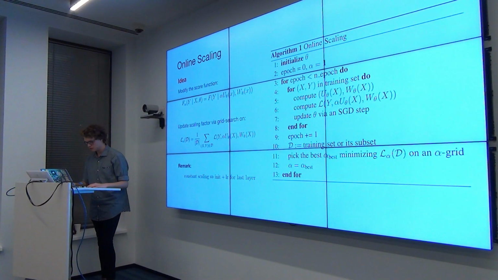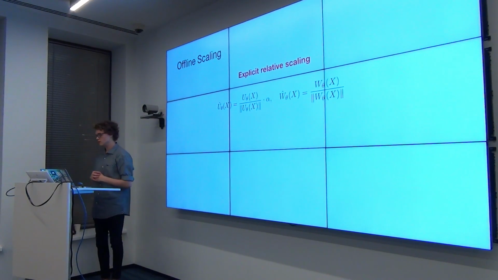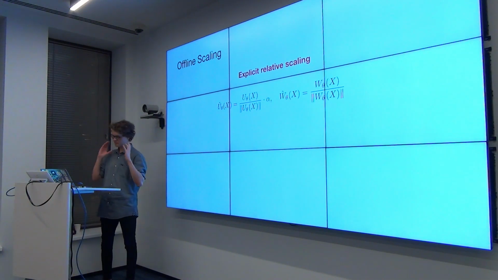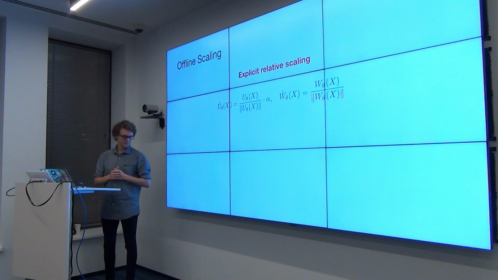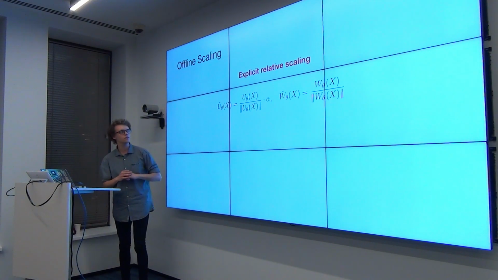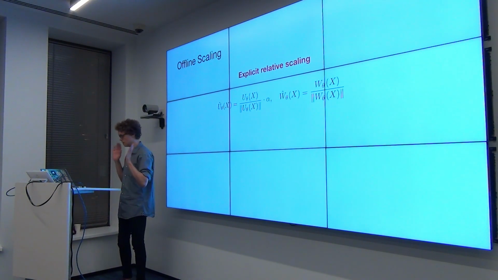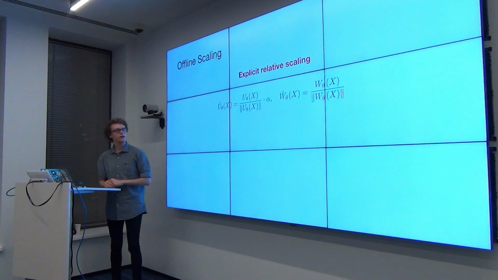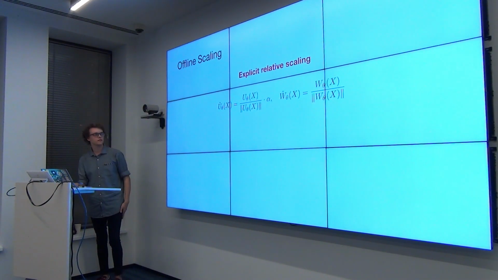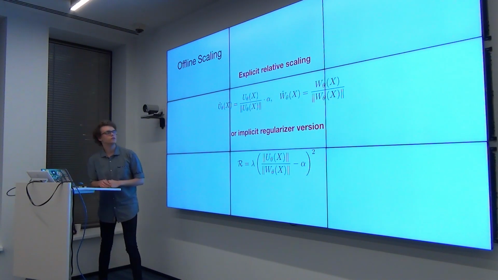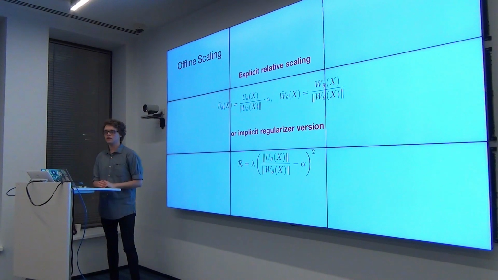So let me skip to the next method, which is the offline one. We no longer have the flexibility to choose the alpha, so we manually do the scaling with alpha. We just renorm our potentials. This norm in braces denotes just the mean absolute value of the matrices, and we choose the constant alpha here. In another way, we can consider the implicit regularizer version, where we just add this regularizer to our loss function, and we choose the parameters alpha and lambda on the validation set.